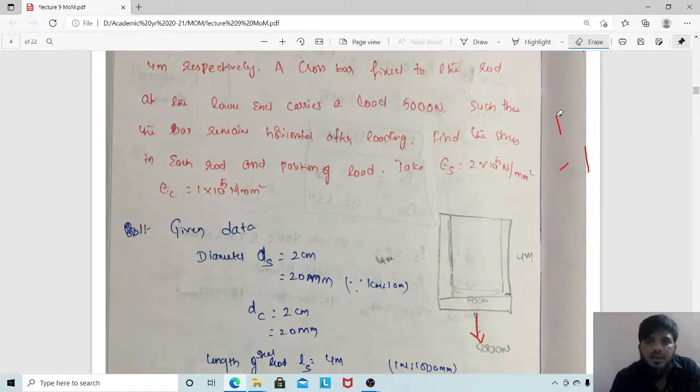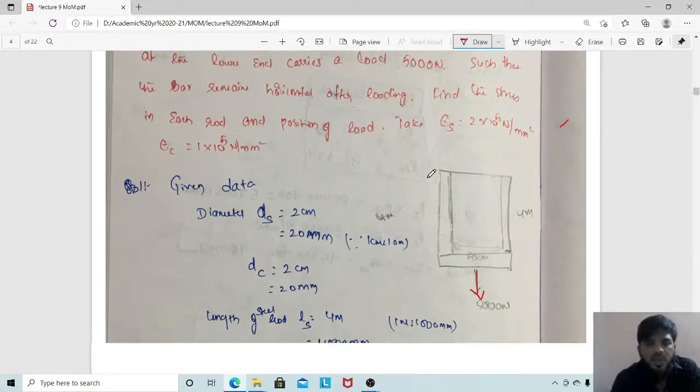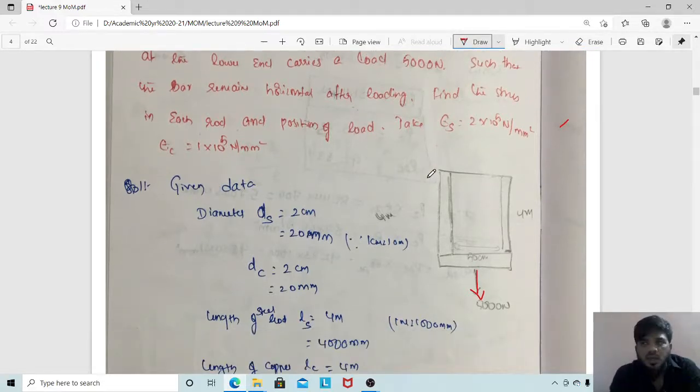That is nothing but taking the moment at any point, either in the copper rod or in the steel rod, and you can identify where the load should be concentrated. This is a simple mechanics problem which you have done in your engineering mechanics. So let us take the given data. The given data is like this.